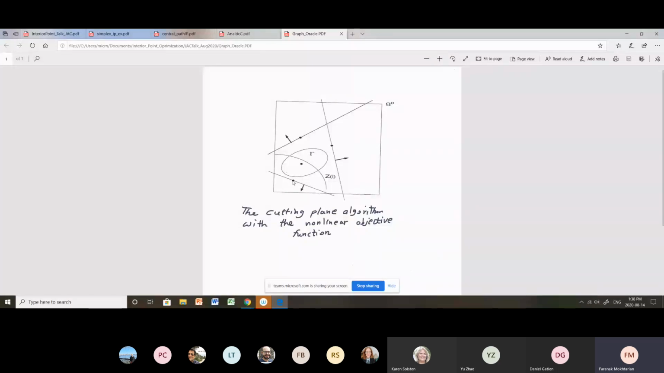If it's feasible, then we check for optimality. If it's not, which is what I've drawn here, then we add a feasibility cut. And then in the next step, again, we find the analytic center. That one becomes feasible. Once we find a feasible point, we check if that's optimal or not. How do we check? We check whether the difference between the value of the function at that point and the upper bound on our objective function is very small or not. If that's the case, we stop. So this is called the cutting plane algorithm with a nonlinear objective function.